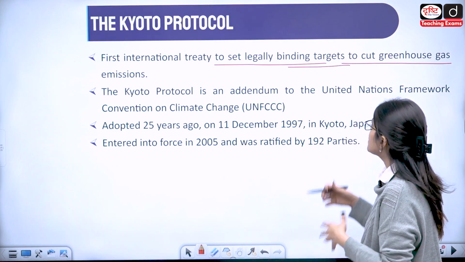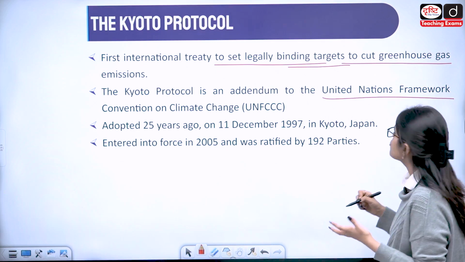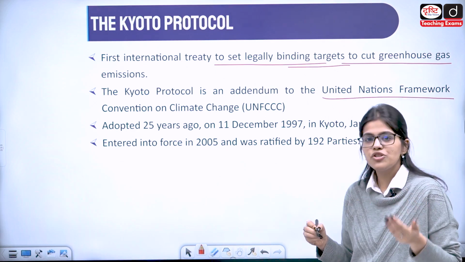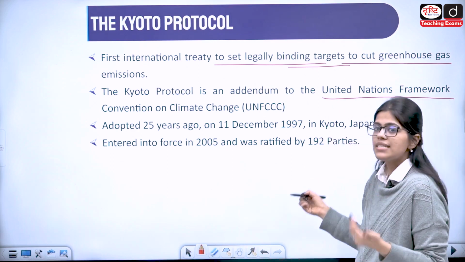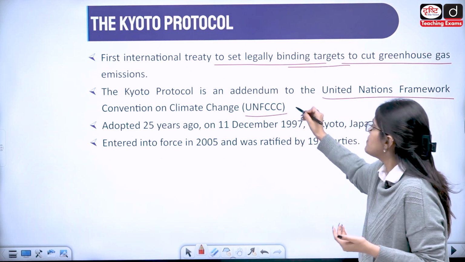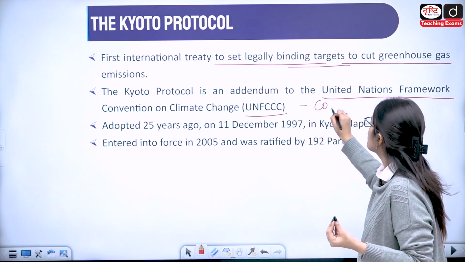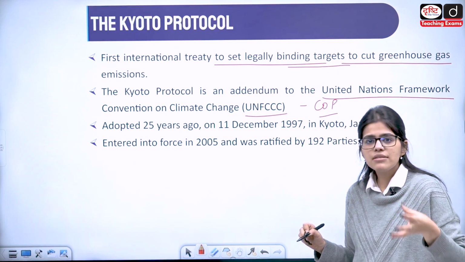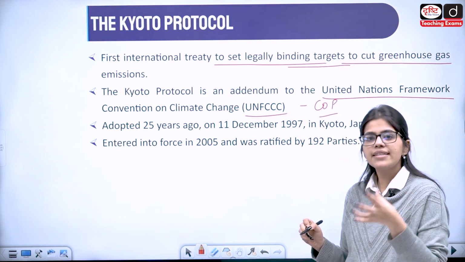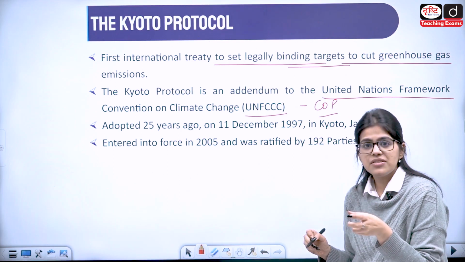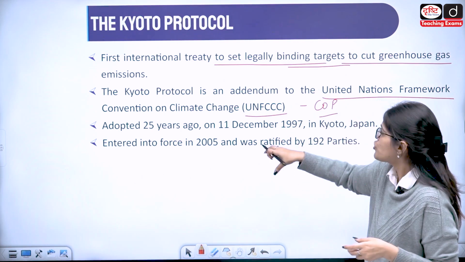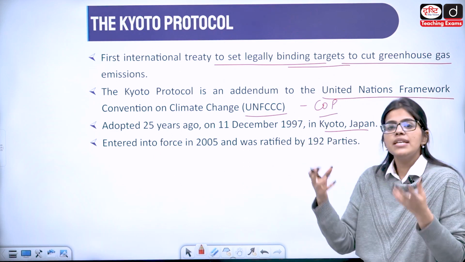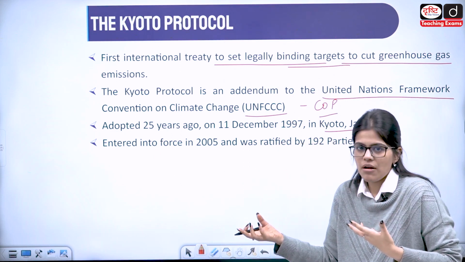The Kyoto Protocol is basically associated with the United Nations Framework Convention on Climate Change, UNFCCC. UNFCCC basically started with a number of COPs, that is the Conference of Parties. Each year, the various countries who are part of it decide that they will meet at different places. This time they met in Kyoto, in Japan, so the name was the Kyoto Protocol.